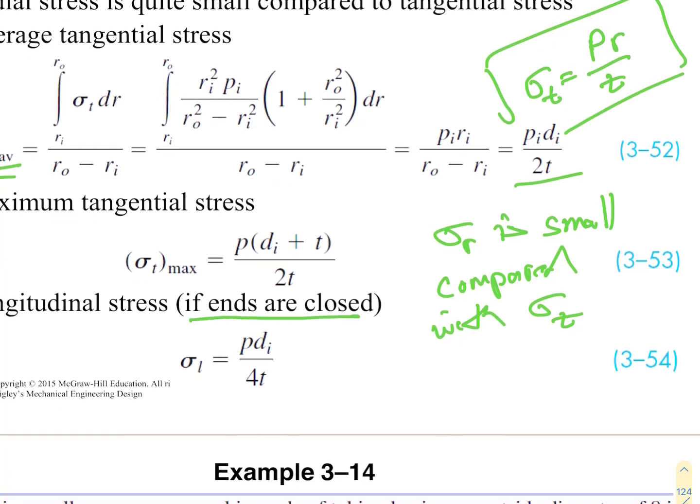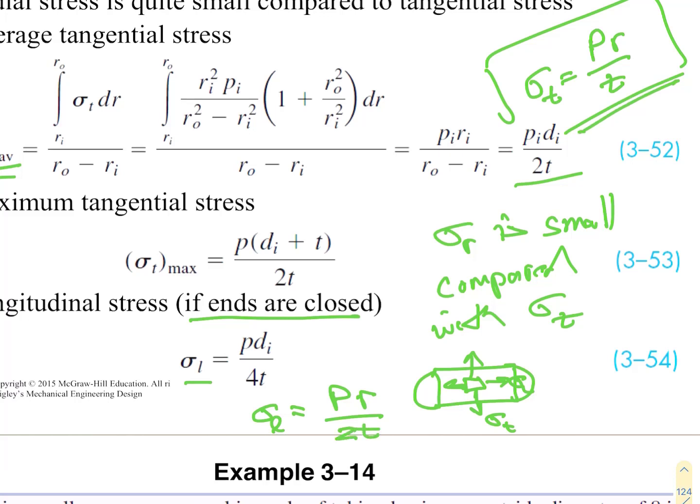If ends are closed, so if you have a cylinder and you close the ends with some sort of end caps, then in addition to a tangential stress, sigma T, you end up with a longitudinal stress, sigma L, and the sigma L is just PR over 2T. So the tangential stress is always greater than the longitudinal stress. In fact, the tangential stress is twice the magnitude of the longitudinal stress, and we only have tangential and longitudinal stresses. The radial stress is so small compared to the tangential that we simply ignore it.